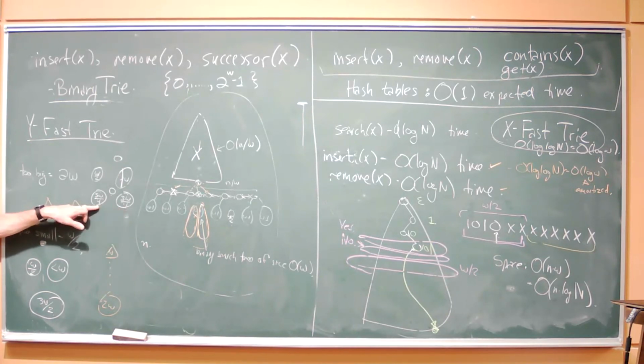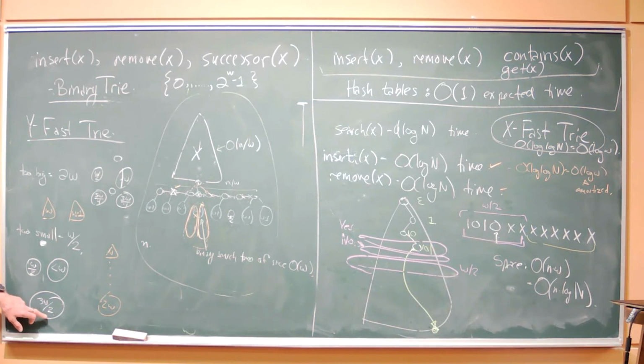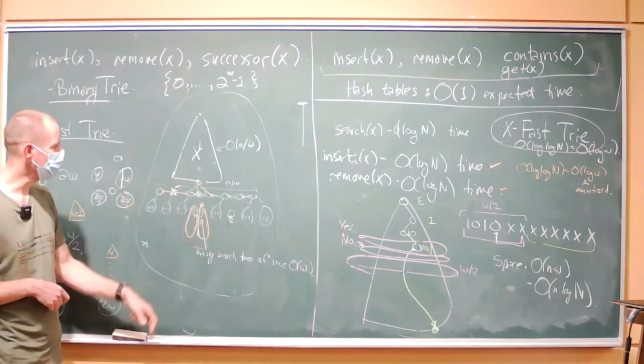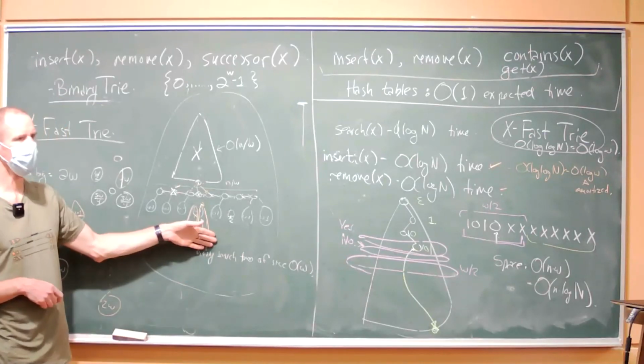So before one of these things needs to be split or merged with something else, there's going to have to be at least W over 4 operations that happen. And similarly, this 3W over 2 is far from 2W, and it's also far from W over 2. So before anything bad happens here, there would have to be at least W over 2 operations on it. So do this carefully, and roughly something like 4 out of W operations might have to work on this tree, and the rest can live down here.